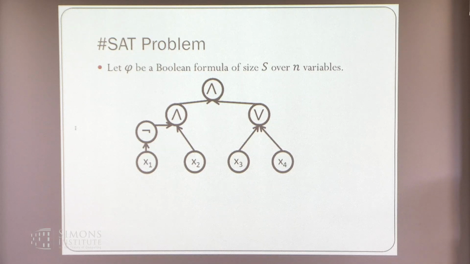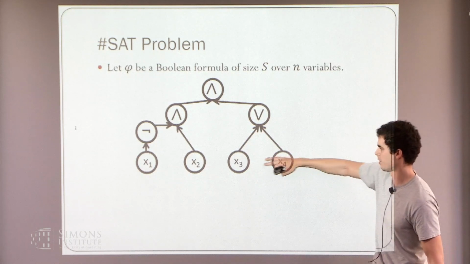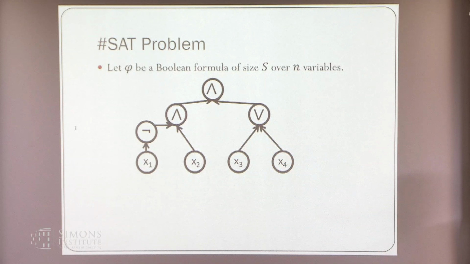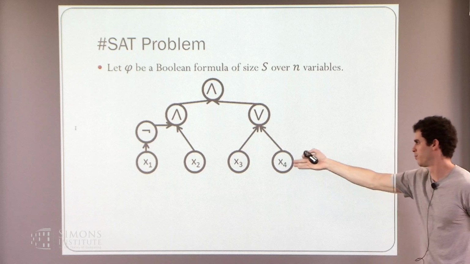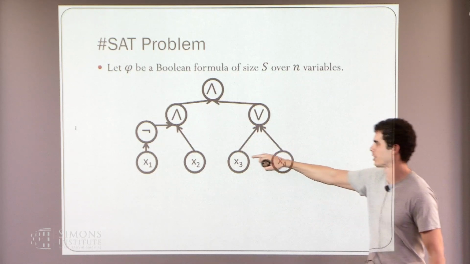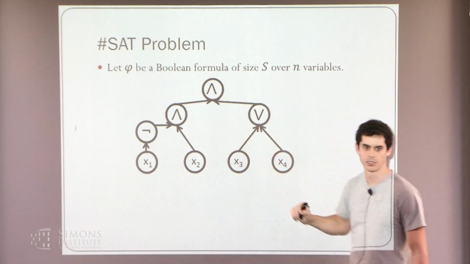So each input appears only once there? Is that just because the diagram's simple? Well, it's a formula, so each gate has fan out 1. Could X3 be the input to multiple gates? Oh, I see. Yeah, it could be. Okay, other questions about Boolean formulas? Okay, so it'll be important that each gate has fan out 1, but this is just a picture. Don't overfit to the picture. X3 could also be fed into another gate.